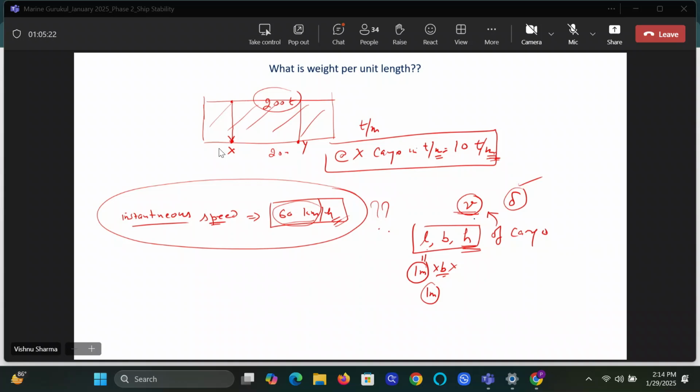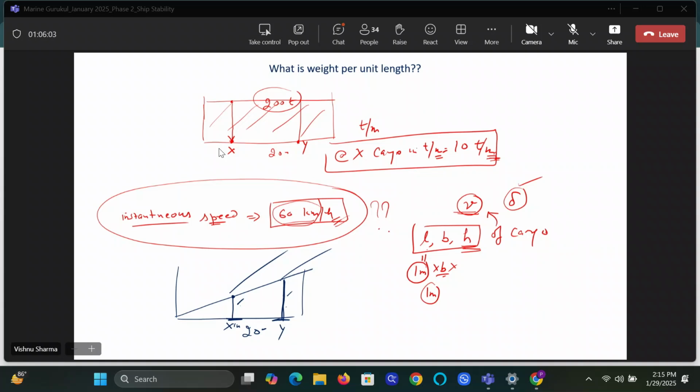Guys, see, if my cargo is like this, in the same 20-meter hold, now at X the height is something, and at Y the height is different. So obviously the weight of the cargo per meter at X is less compared to the weight of the cargo per unit meter at Y. But what has changed between X and Y? You're talking of 1 meter in both the cases. You're talking the same breadth of the hold for both the cases. What has changed from X to Y? It is only the height of cargo. Do you agree with me, class? Yes or no?